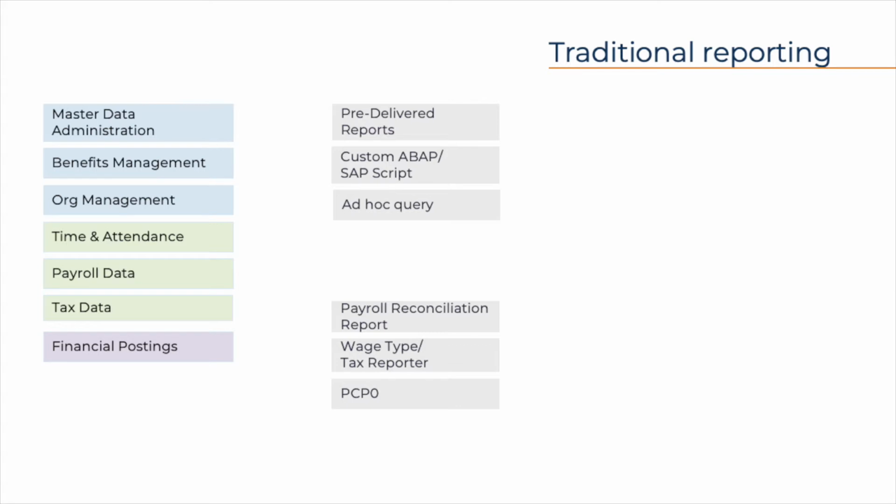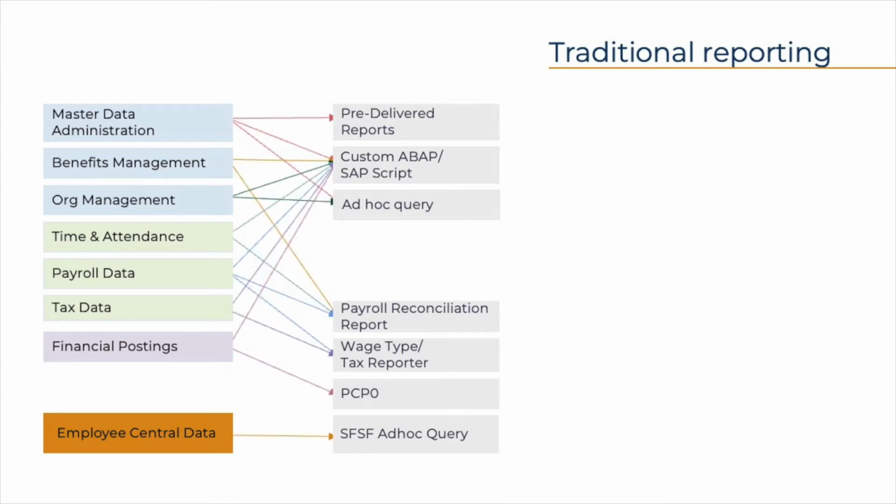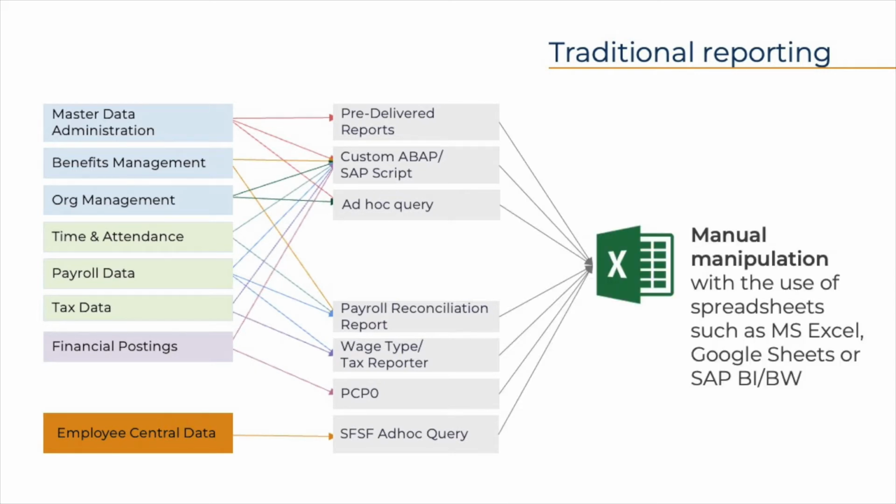Lastly, if you have moved your master data into Employee Central, you can use SuccessFactors ad hoc query to report on that data. But what if you need a report that needs pieces from all of these parts? Like a payroll results report that includes employee job info, managers, tax withholding statuses, and hire dates. Now your world starts to look like this, as you pull multiple reports and then end up combining it all together, in Excel for instance.